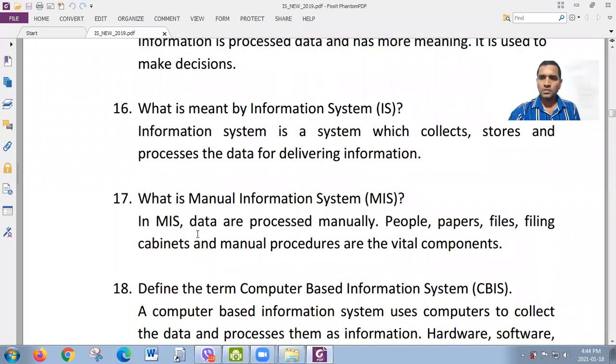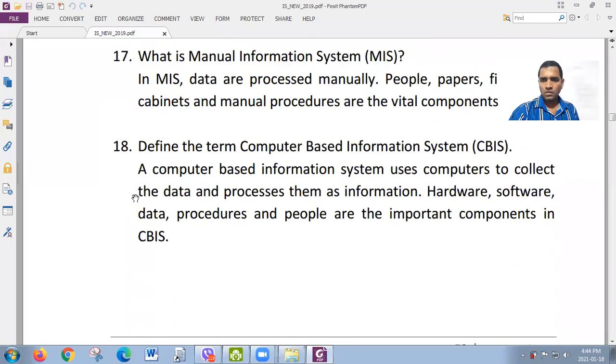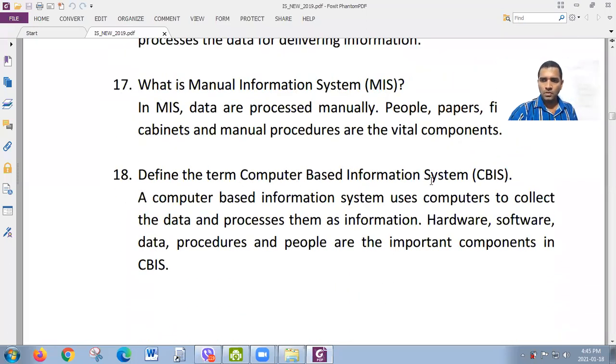What is a manual information system? Data are processed manually. People, papers, files, filing cabinets, and manual procedures are vital components. Define the term computer-based information system. A computer-based information system uses computers to collect the data and process them as information. Hardware, software, data, procedures, and people are the important components in the CBIS. But better to add telecommunication also. I didn't add it here, but add that.